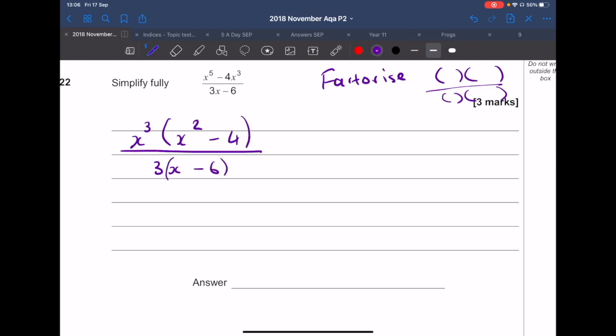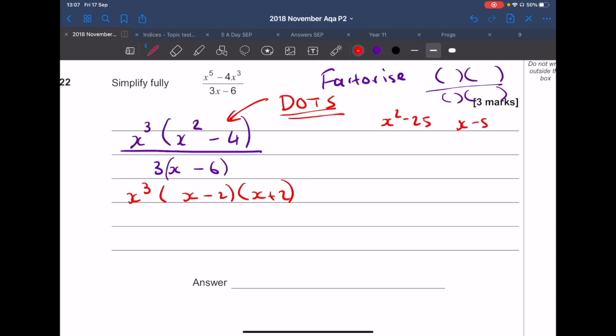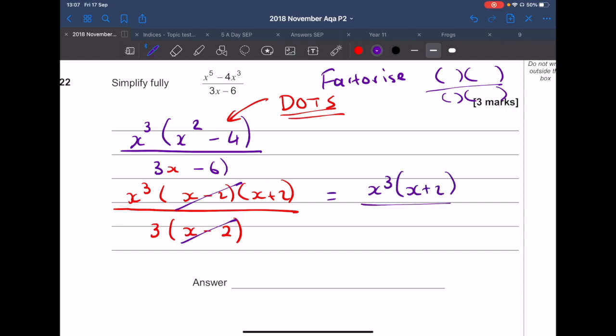This looks a bit more complicated, but I can see that this is the difference of two squares. So on the top I've got x cubed, and that'll be x minus 2, x plus 2. How could I factorize x squared minus 4? Well, that is x minus 2, x plus 2, the difference of two squares. How can I have x minus 2 at the bottom? Well, I can factorize by 3, and I'm left with x minus 2. So you can see now that these cancel each other out, and you're left with x cubed times x plus 2 over 3.